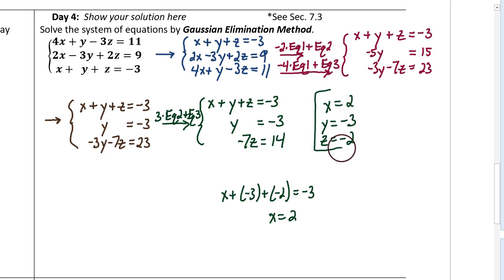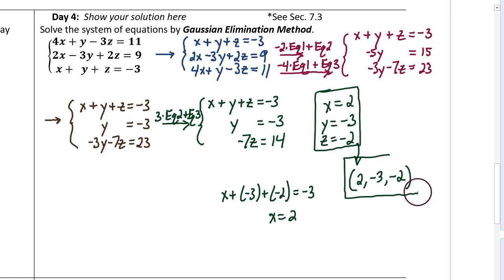Here are the solutions for the 3 variables, which we should write as an ordered triple in alphabetical order. 2, -3, -2. Now, Gaussian elimination is a complicated process, so it's easy to mess up. We should check the answer into the original equations to make sure that they really solve out to 11 and to 9 and to -3.